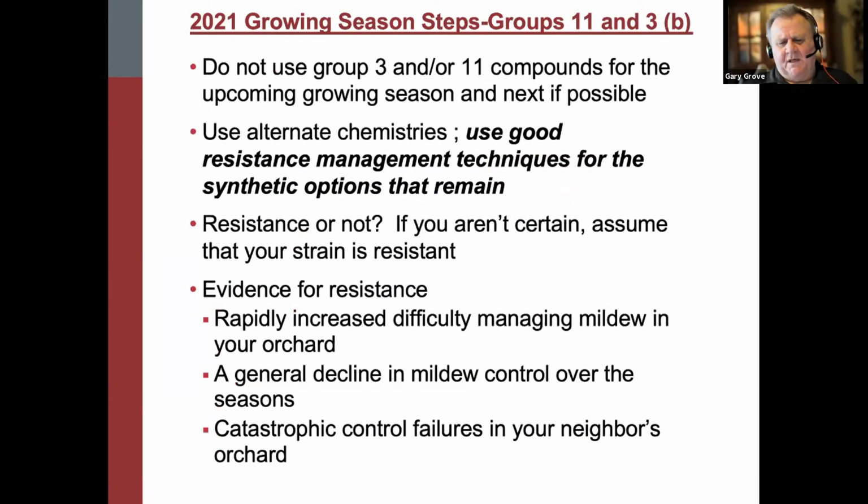So what we'd like to do going forward here: do not use group 3 or 11 compounds for the upcoming growing season and next, if at all possible. However, there are going to be situations, whether you're worried about some post-harvest diseases, MRLs, et cetera, where you might have to use one or both. Use alternate chemistry and also use good resistance management techniques for the synthetic options that remain.